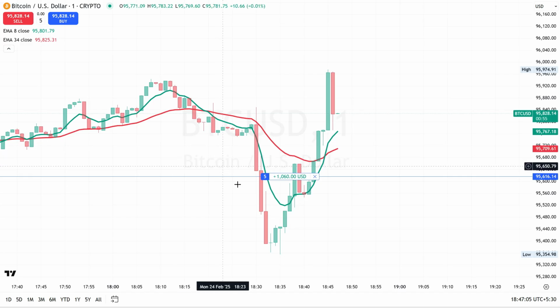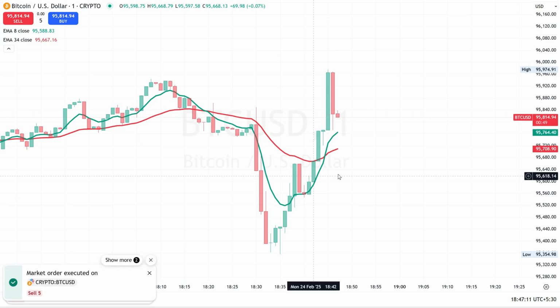So what did I do? I didn't want to take any unnecessary risks, especially after such a clear reversal signal. So I decided to exit the trade right here and book my profits over $1,000.